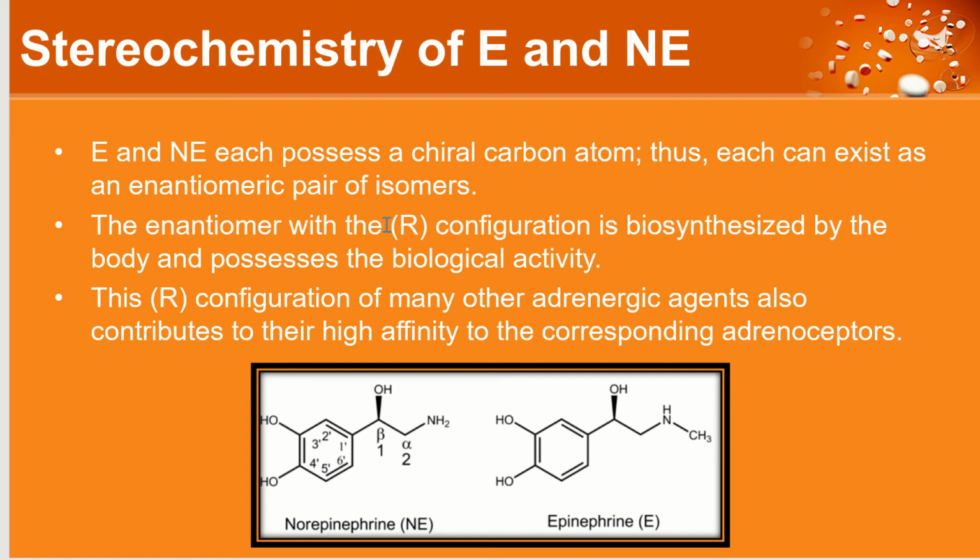The enantiomer with the R configuration is biosynthesized by the body and possesses the biological activity. In other words, there is the potential to have the R and the S configuration, however, the R version is biosynthesized and possesses the biological activity exclusively. Now, this R configuration of many other adrenergic agents also contributes to their high affinity to the corresponding adrenoceptors, right? So the important point here is that we have a chiral center, and the R is the configuration that is biosynthesized by the body and therefore possesses the biological activity.